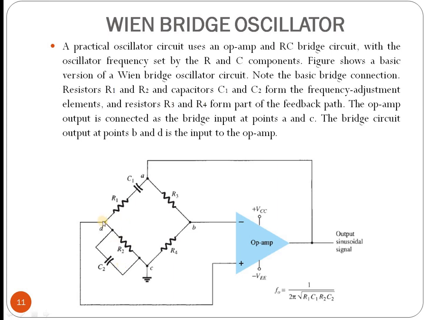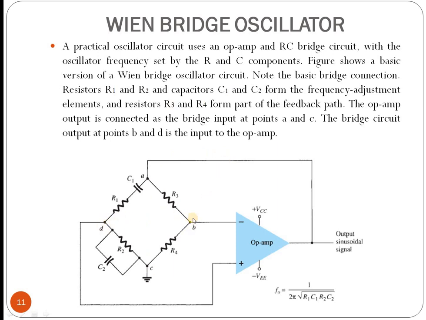You see the basic connections: resistors R1 and R2 and capacitors C1 and C2 form the frequency adjustment elements, so they can adjust the frequency of the circuit. Resistors R3 and R4 form the part of the feedback path. So this is the feedback path. The op-amp output is connected as the bridge input at points A and C. C is grounded, and the bridge circuit output is at points B and D.